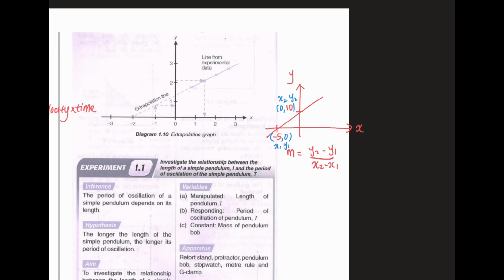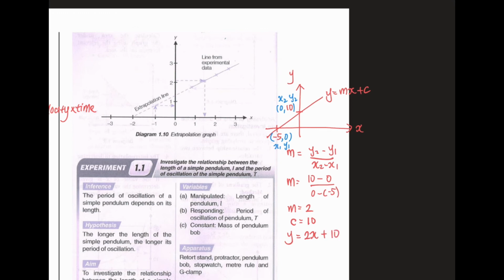Then we count the gradient. y2 minus y1, 10 minus 0, over x2 minus x1, 0 minus -5. So we divide, we get 2. So we get the gradient. You know, y equal to mx plus c is the formula. Now the c is the y-intercept. The y-intercept is 10. The graph cuts the y-axis at 10. So our equation is y equal to 2x plus 10.